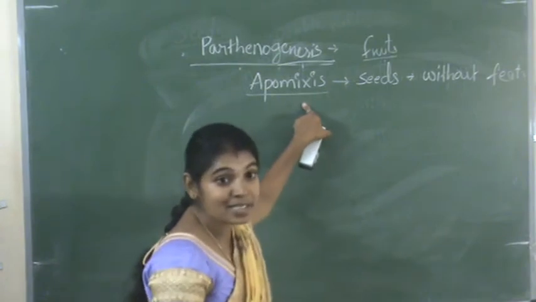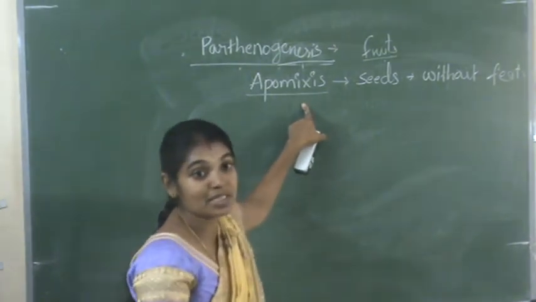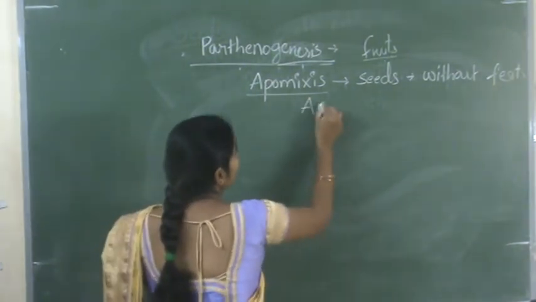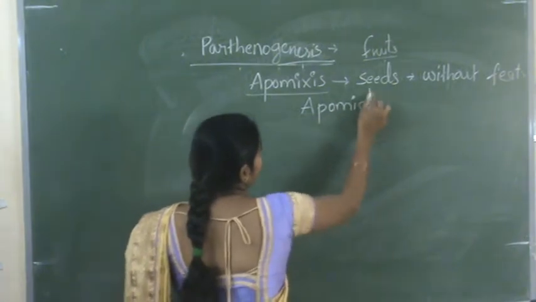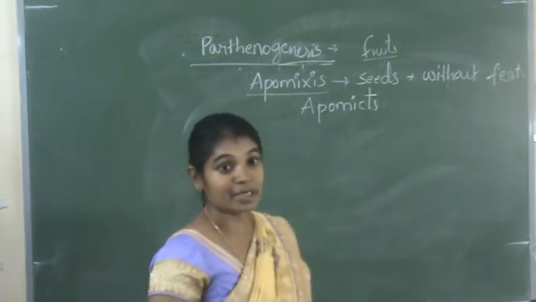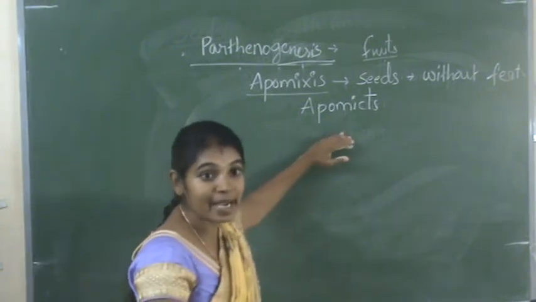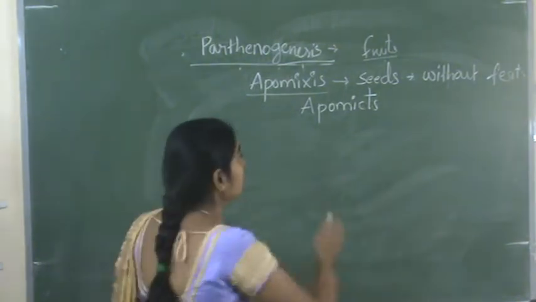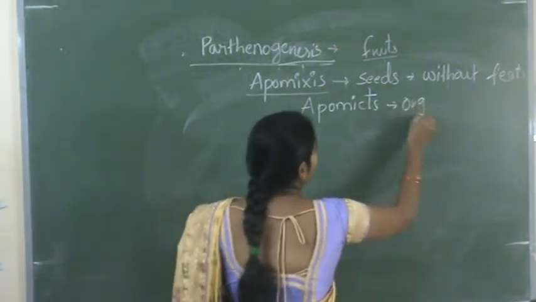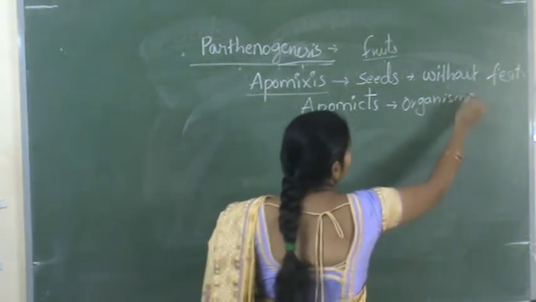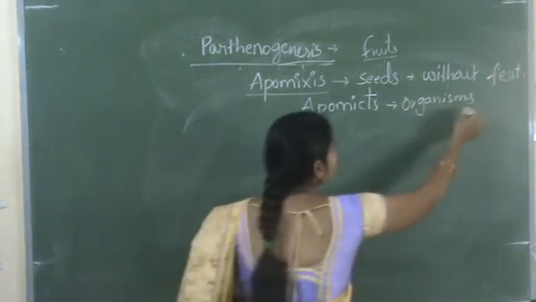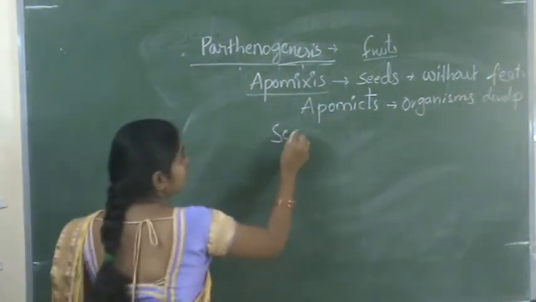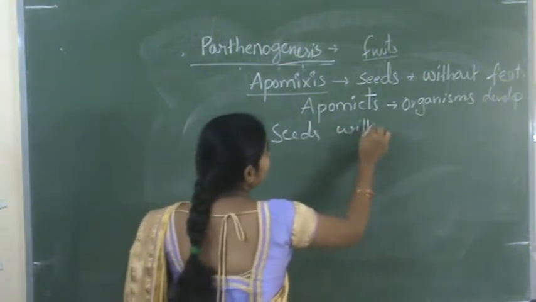And the organisms which develop seeds without fertilization are called apomicts. So apomicts are the organisms that develop seeds without fertilization.